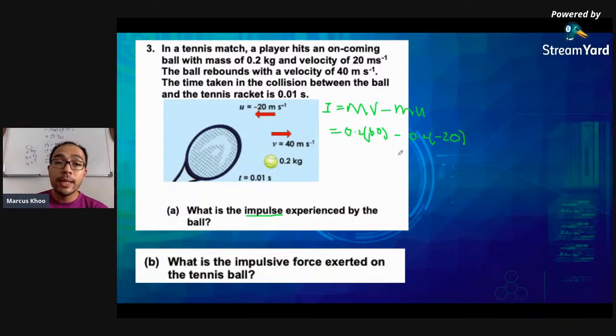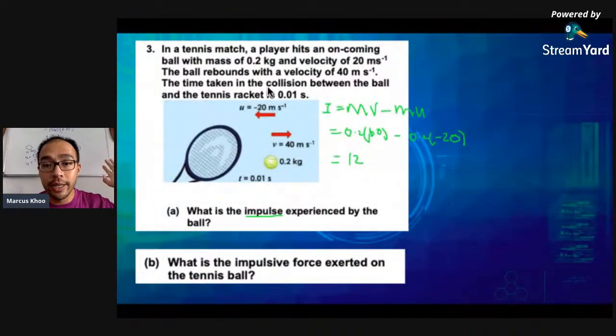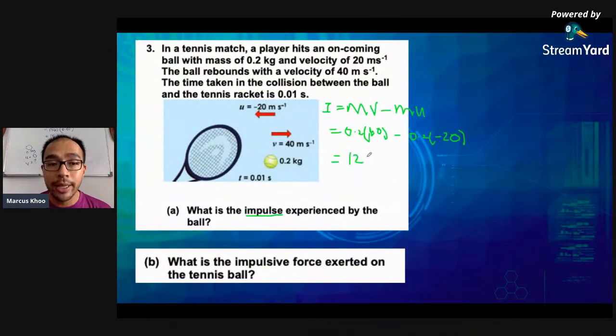Remember, just like in momentum and everything that we have studied before this, the direction of the velocity is always very important in terms of mathematics. So 0.2 times 40 minus 0.2 times negative 20, which will give you 12. 12 what? You can use either one of the units that I gave earlier, but since over here we're talking about change of momentum, I'm going to write this as 12 kilograms meter per second.